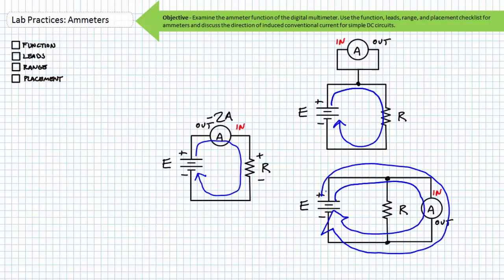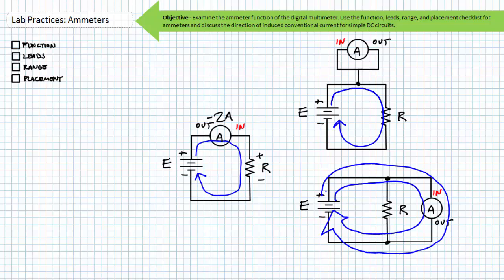Turn the power off before you modify your circuit. Take your time and draw a picture. Modify your circuit to incorporate the ammeter using the function, leads, range, and placement checklist. Talk yourself node by node through the picture and your circuit and make sure they correspond 1-to-1. Only then do you turn on the power supply to obtain a valid current reading.